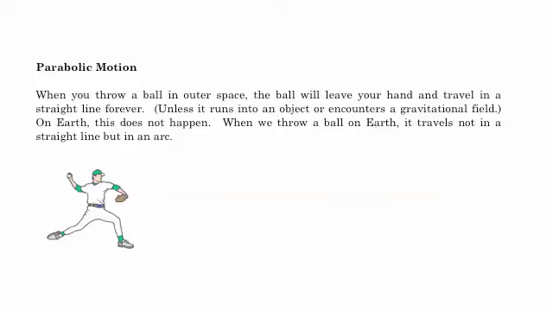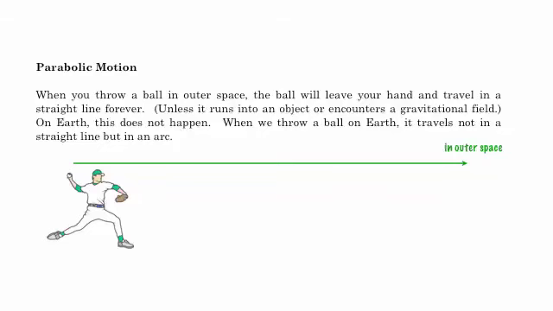And we're going to look at two different cases. Let's say you're out in the middle of space. So there's nothing around you, there's no planets, there's nothing. You're in the middle of empty space, so there's no gravity anywhere. And if you were to throw a baseball, it will leave your hand and travel in a straight line forever. And so the motion of the ball would be just a straight line if you're in outer space.